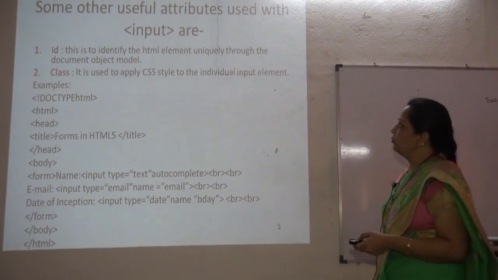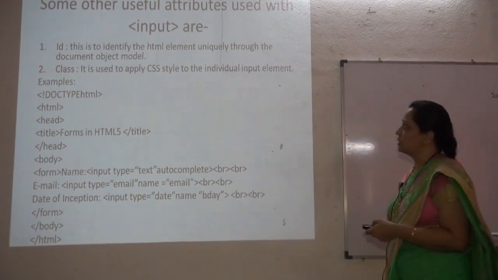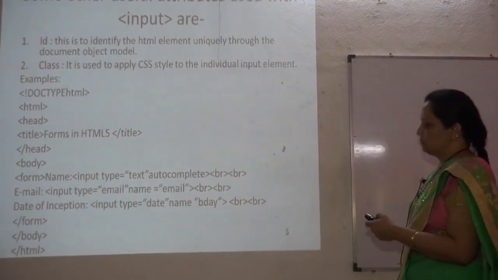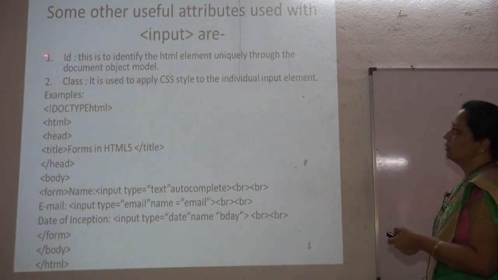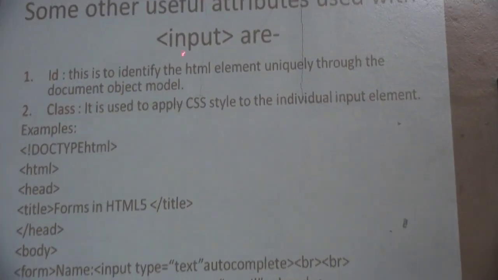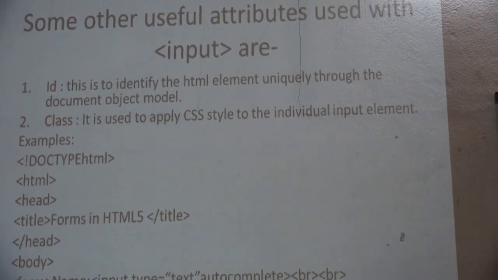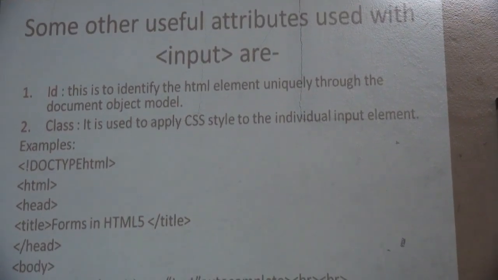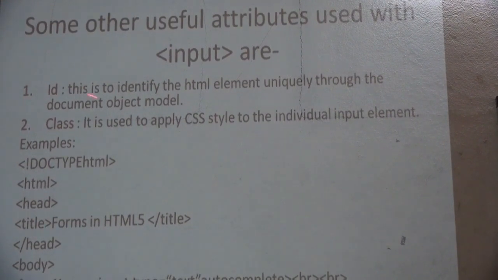So with these input tags we are using some other or additional attributes. Number 1 is called ID, which stands for identification. This is used to identify the HTML element uniquely through the document object model, which means the name is unique and the roll number is unique. So this ID is to identify the HTML element uniquely.